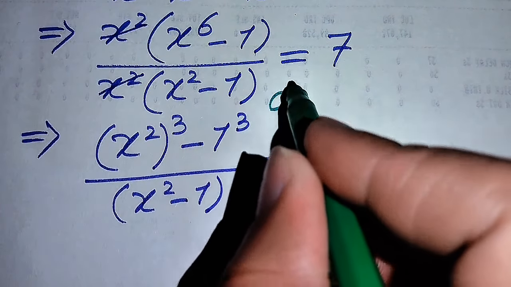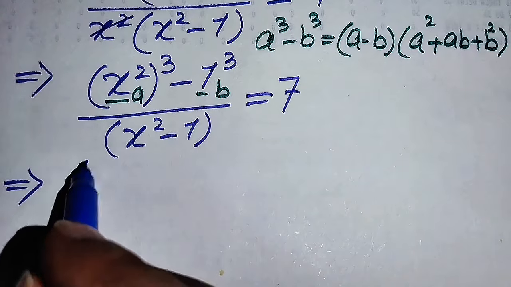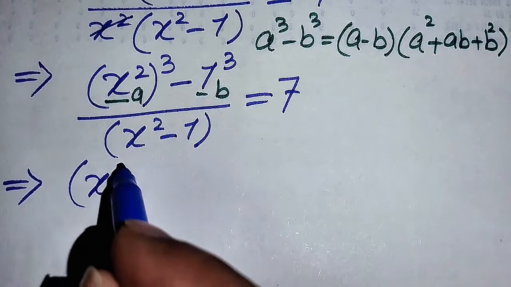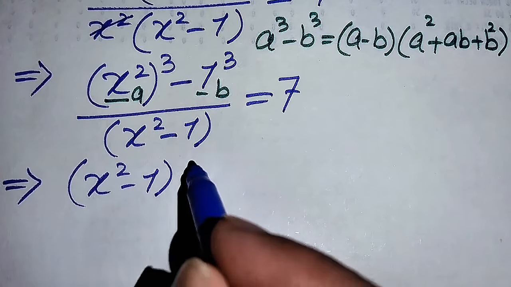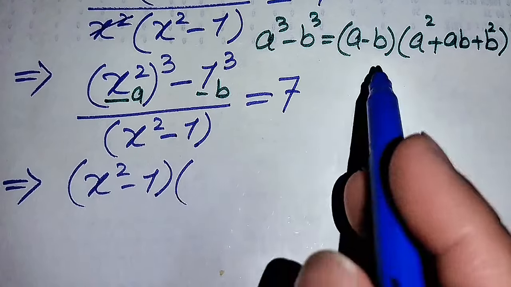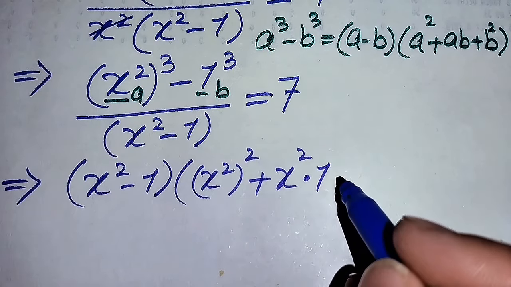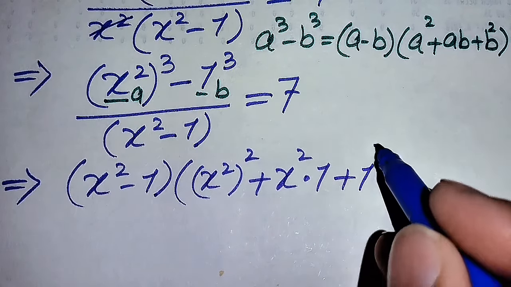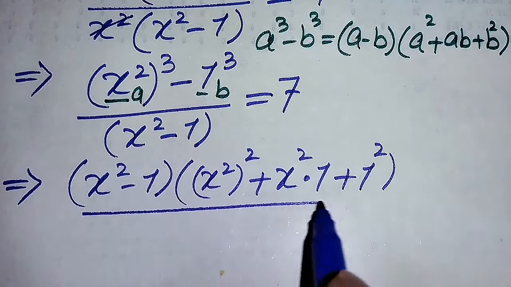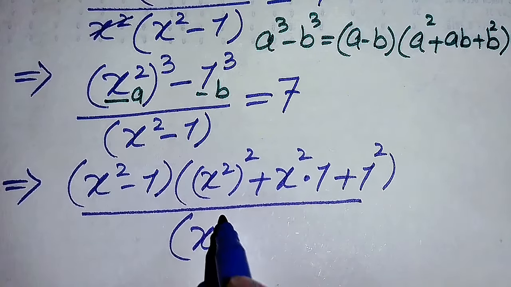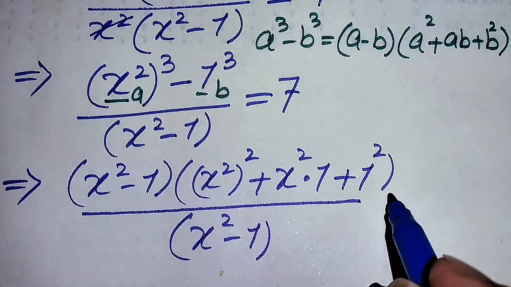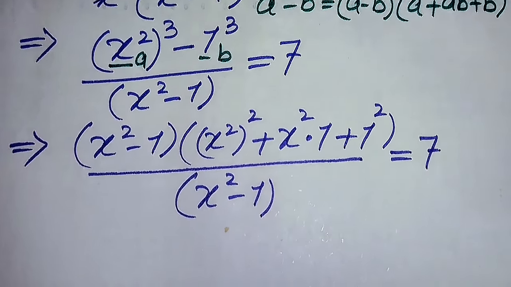So after applying this cubic formula it will be written as: first we have a minus b, where the value of a is x square and the value of b is 1, and again we have a square, where a is x square and its whole square, plus ab, where a is x square and b is 1, plus b square, where b is 1 square, and it is divided by x square minus 1 is equal to 7.